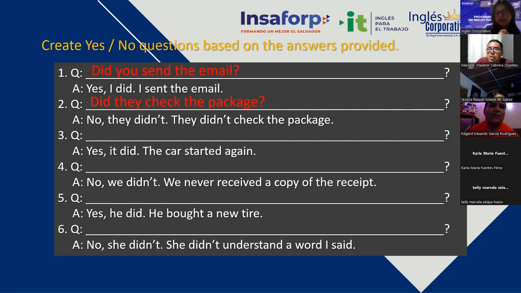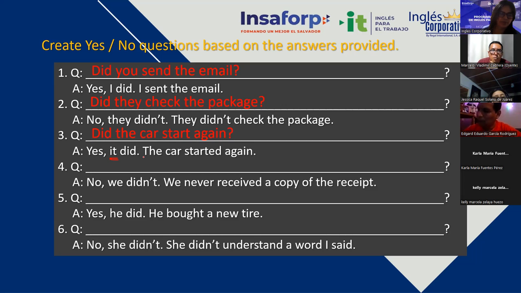Number three. Yes, it did. The car started again. Did the car start again? Aquí no le vamos a poner you. Nuestro sujeto va a ser the car. Did the car start again? Porque la respuesta es it. Si llevara you, la respuesta sería yes, I did. Pero dice did it. Did the car start again? Yes, it did. The car started again. What about number four?